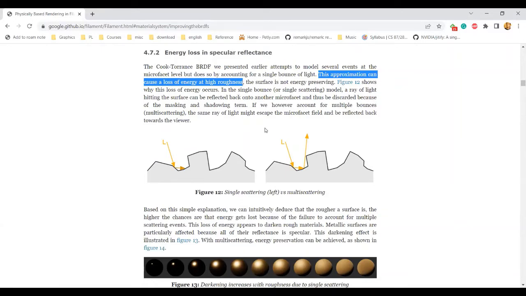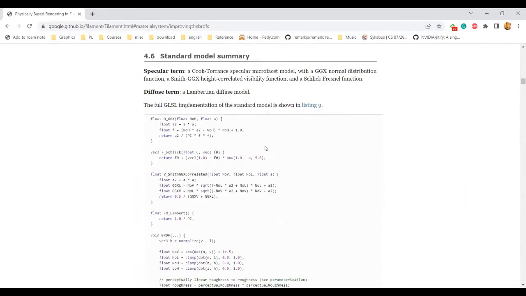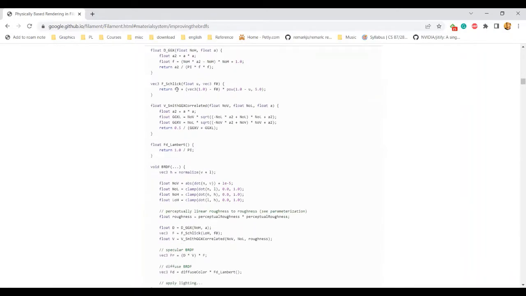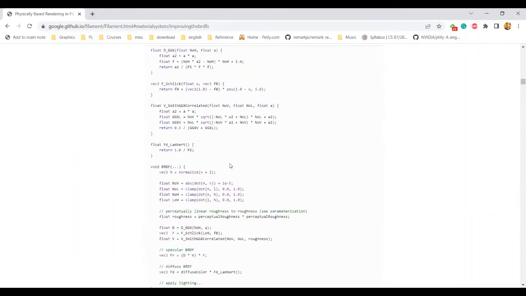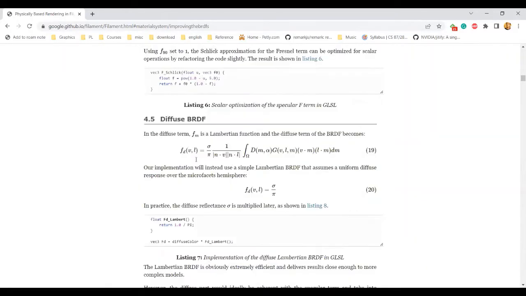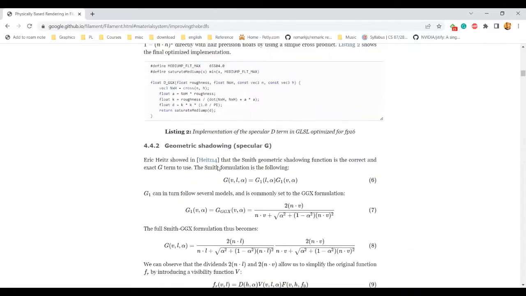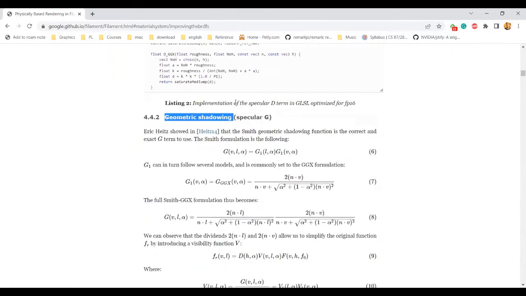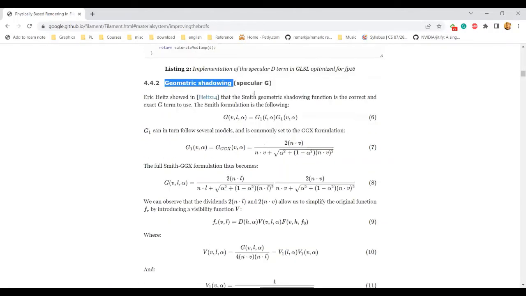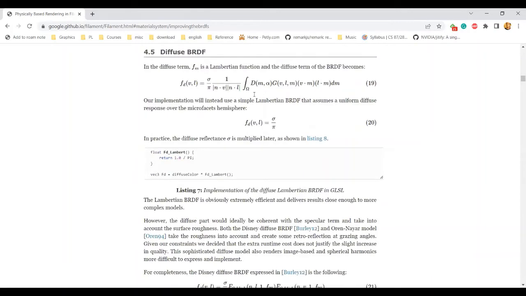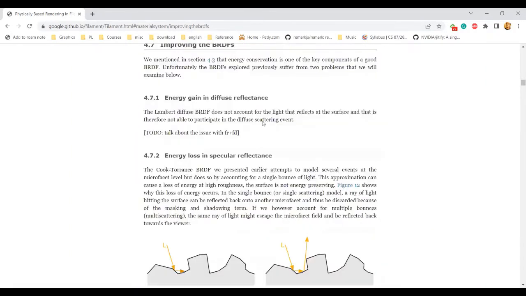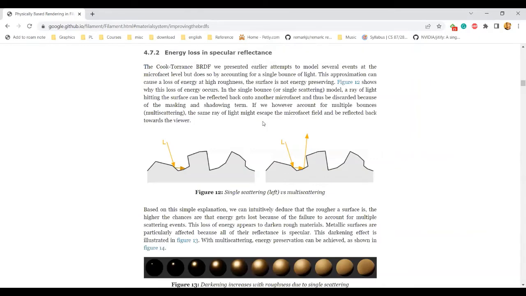So this is because of the choice of distributions we used? Not distribution, it's the geometric shadowing term. Yeah, I think I intuitively get what they mean, because with the illustration, if you're only doing one bounce, you can't really account for multiple bounces there. And I don't think you'll be able to see that in the equations very easily.